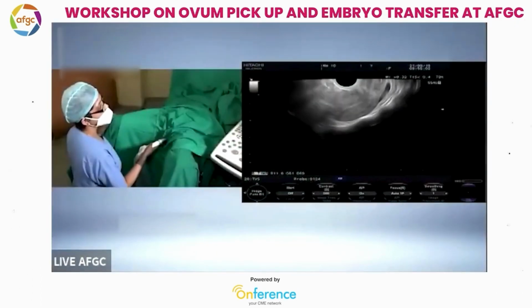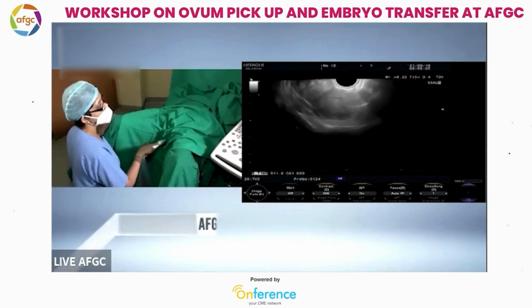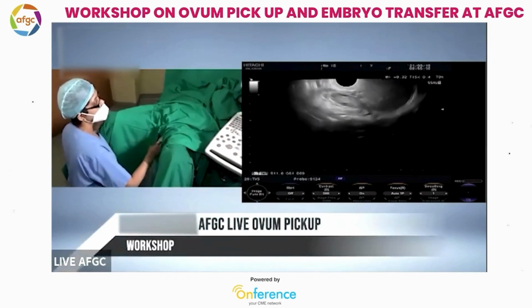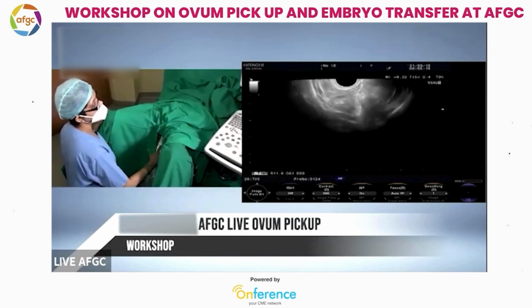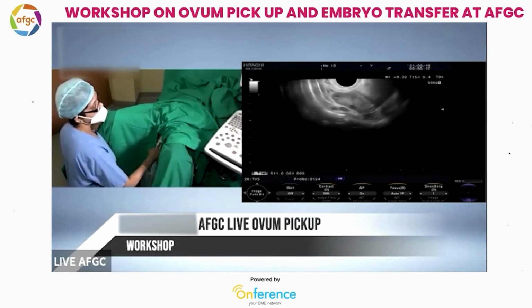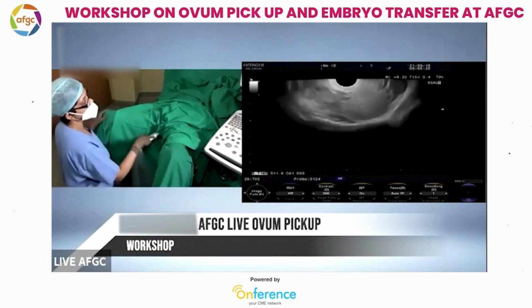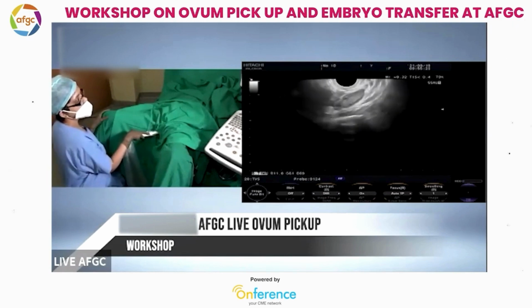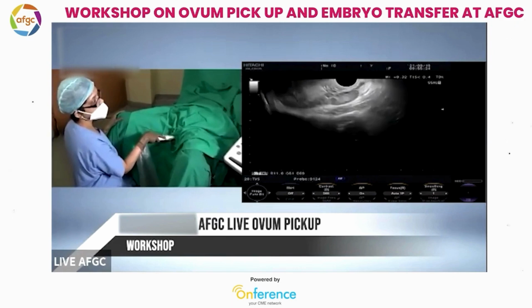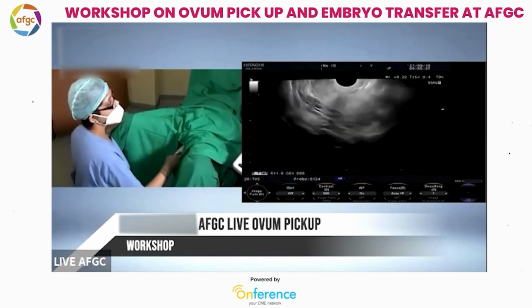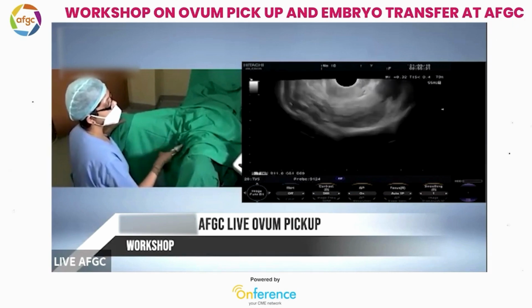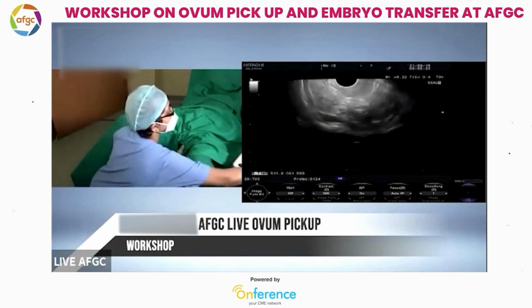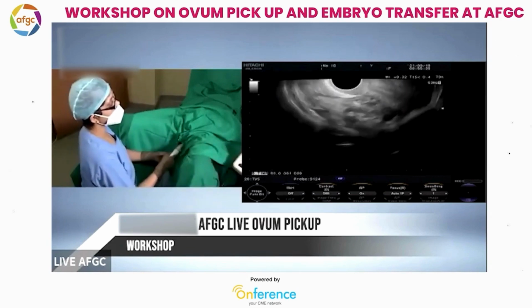Okay. Now again this is a patient, we are seeing the sagittal view, the transverse view, and on the right ovary we can see the various small multiple follicles, and on the left. So if we freeze it, can we zoom out? Yeah, thank you.